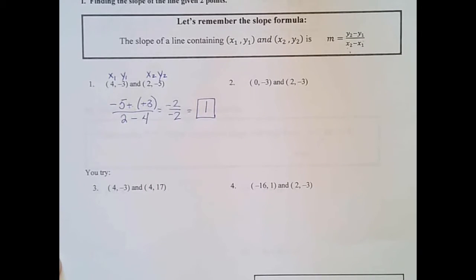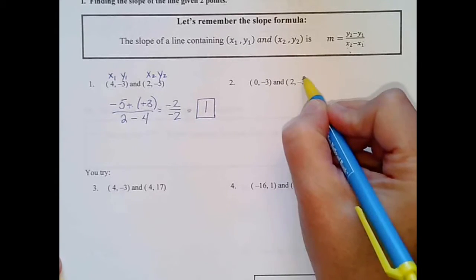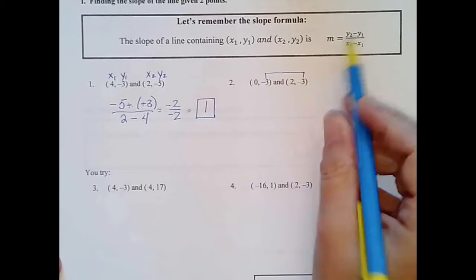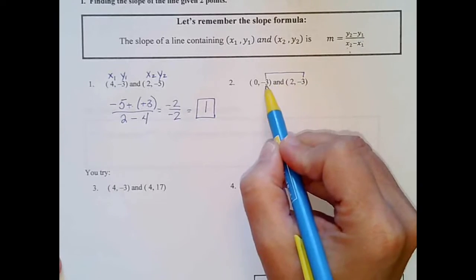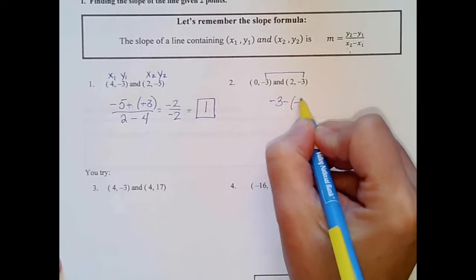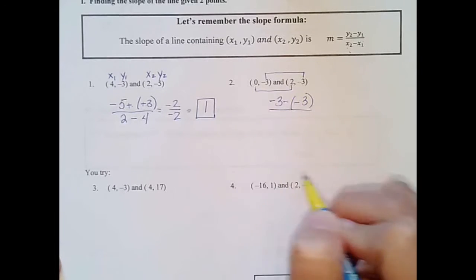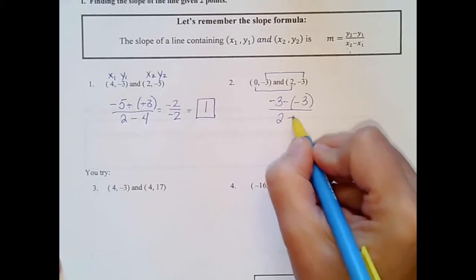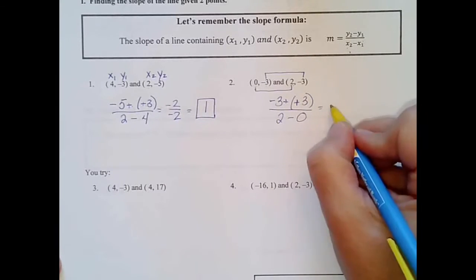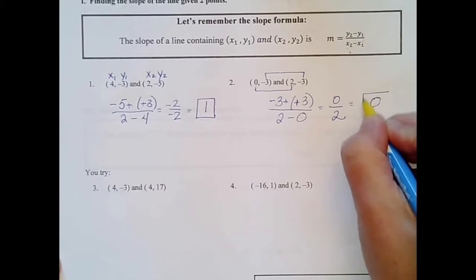Our next example, if you would like to label your coordinates, you can do that also, but I am going to draw lines between my y's, and I draw the y's on top because the y's go on top. I'm going to do right minus left. I'm going to be consistent with that movement. So it's going to be -3 minus -3 divided by, and my denominator is the x's, so underneath I connect these two, 2 minus 0. Minus a negative is plus, so 3, that's going to be 0 over 2. 0 in the numerator is just 0.